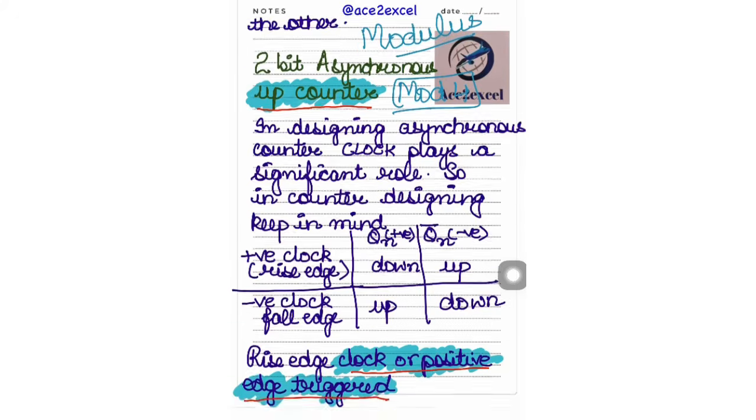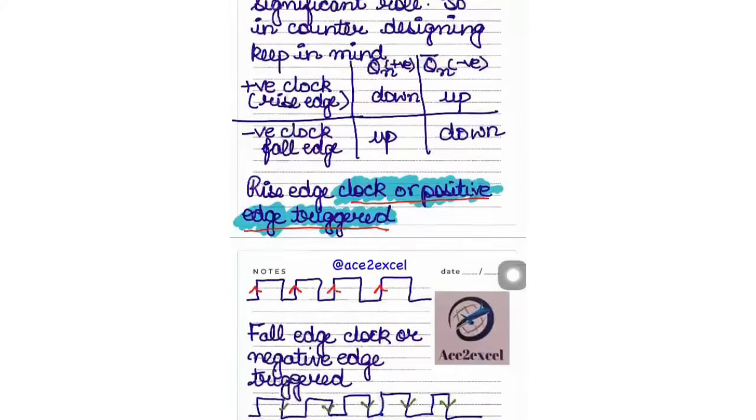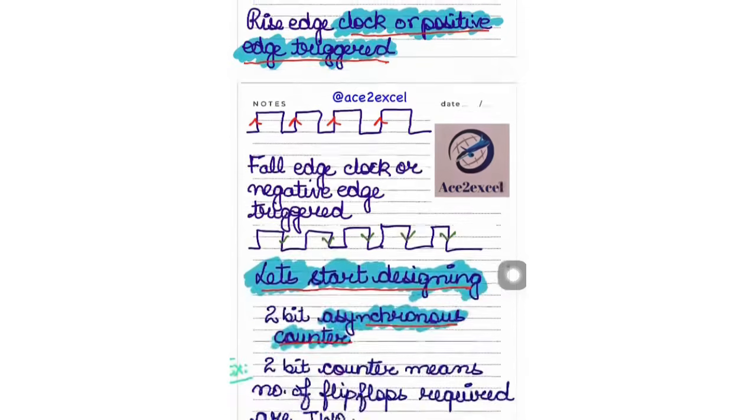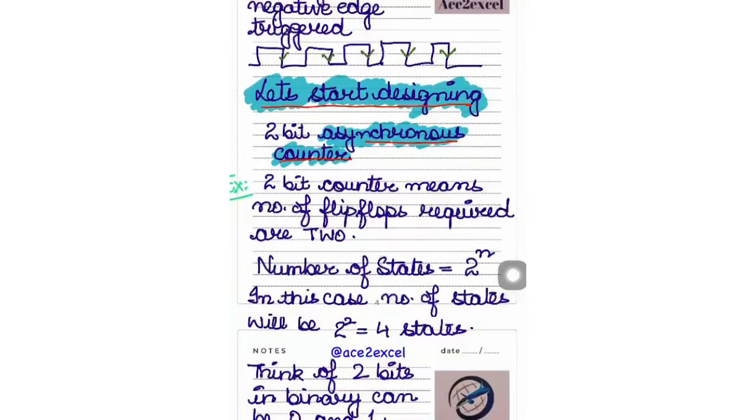An up counter can be made in two ways. One is with positive clock, and with positive clock we need to take Q bar as the output, while if it is a negative clock we need to consider Q as the output, which will be triggering the next flip-flop. Now let's start designing. 2-bit counter means how many number of flip-flops?